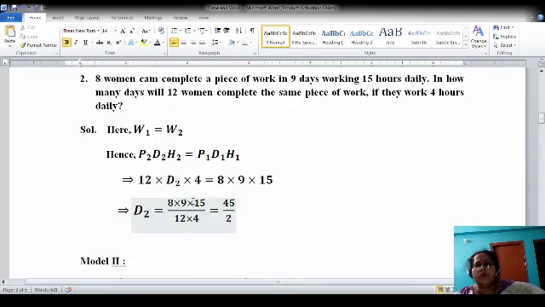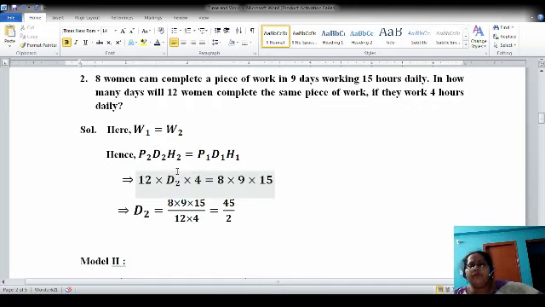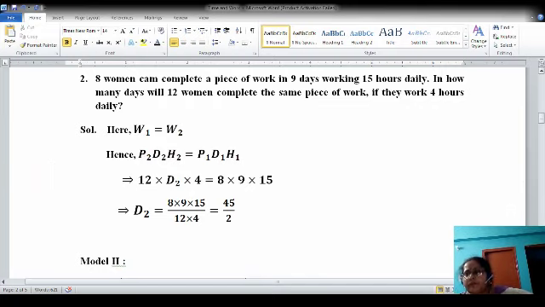So 8 into 9 into 15 by 12 into 4. If you do the cancellation, it comes as 45 by 2. So 45 by 2 means 22 and a half days will be needed in this second situation.